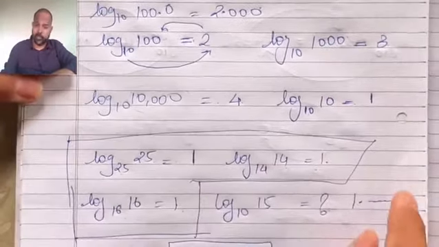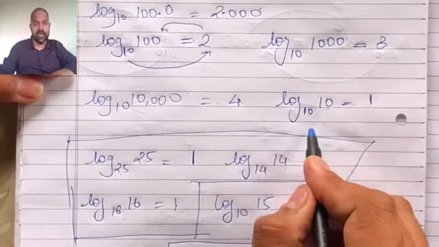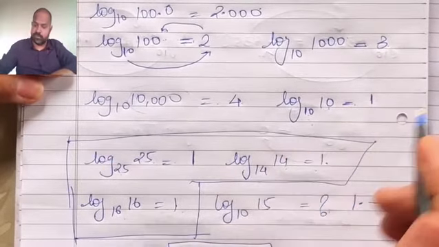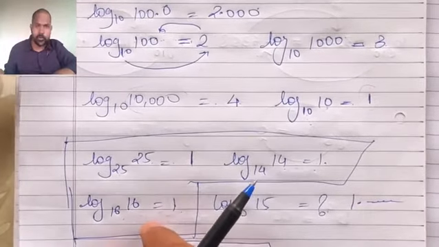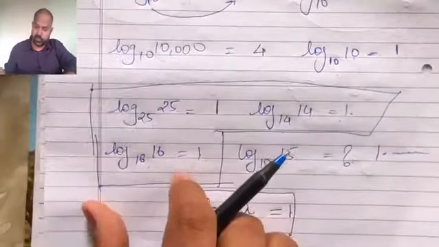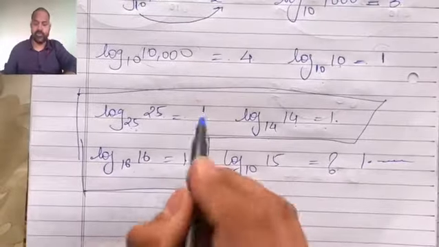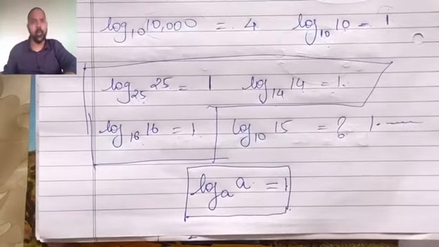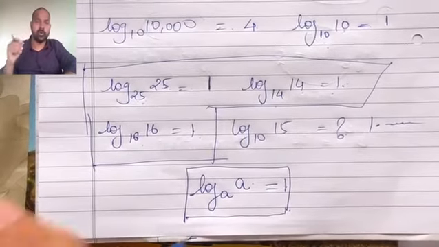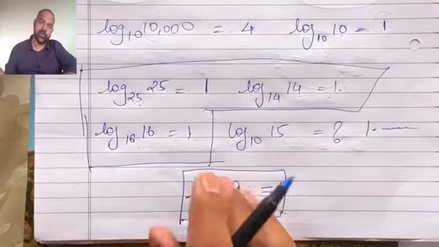So if I am asking you log of a number to the same base, well, the number and the base are the same, which means it is the first power of each other. I don't need a log table to do that. So if I ask you, what is the log of 25 to the base 25? 1. 14 to the base 14? 1. 16 to the base 16? 1. Because log of a number to the same base is always and always 1.